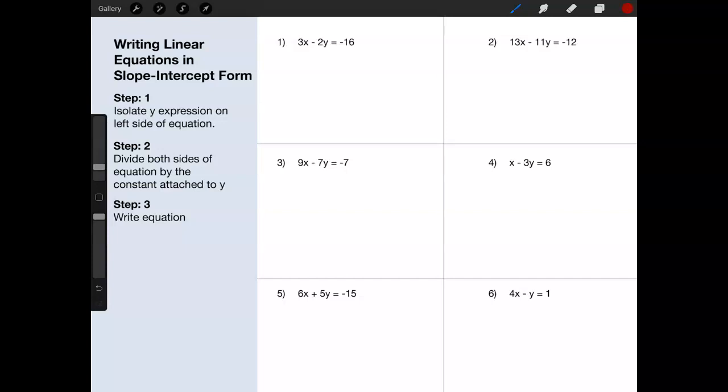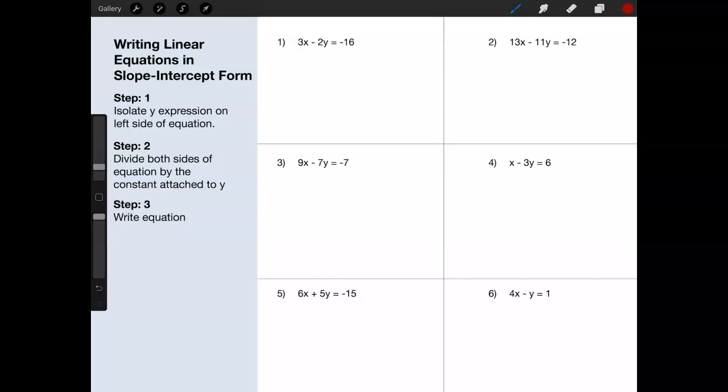We need to follow three simple steps. Step number one is to isolate the y expression on the left side of the equation. Step two is we divide both sides of the equation by the constant attached to the y, and then write the equation in slope-intercept form, sometimes called y-intercept form. We have 6 examples here to help illustrate.